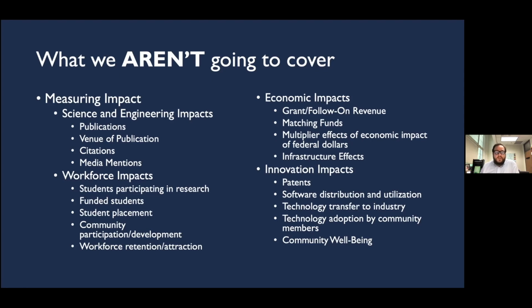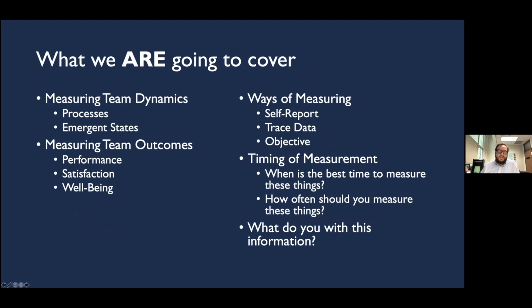What we are going to be talking about, though, is measuring team dynamics, measuring team outcomes. Just for terminology clarification, when I say team dynamics, I mean things like team processes, those behaviors, as Sean mentioned earlier, and emergent states. Team outcomes can be anything from performance to satisfaction to well-being. Specifically, I'll go into a little bit of ways to measure these components, the timing of measurement, and what you do with this information.